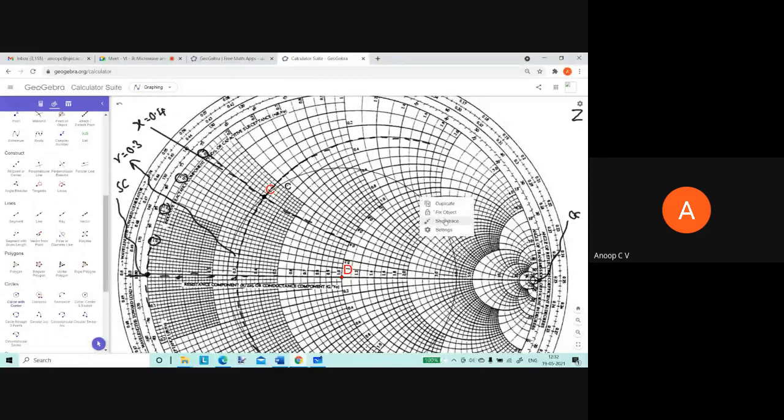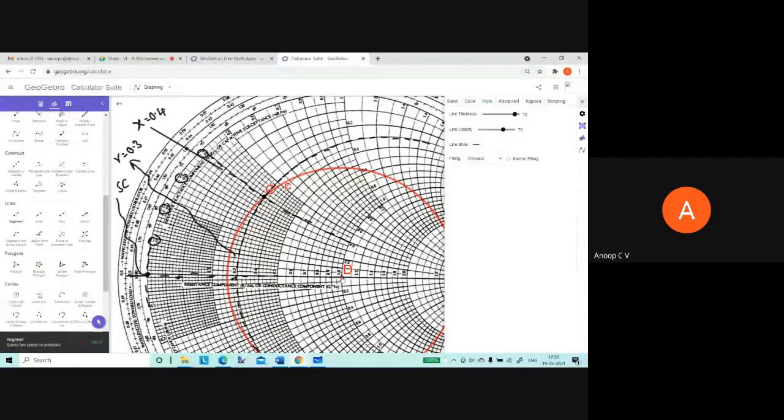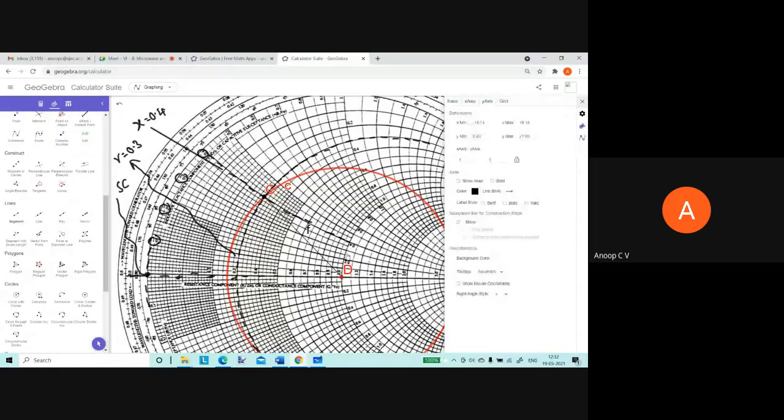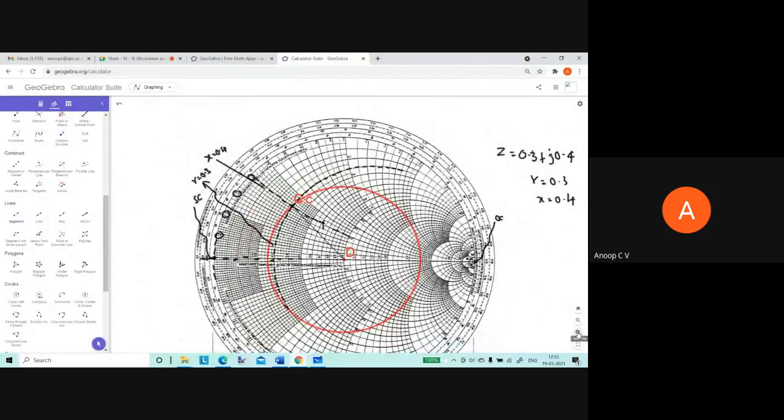So I have drawn a circle. I think it's not visible to you. I'll change its color to red, and I'll increase the line thickness. Now I have drawn a circle. If you see, the center is D and the radius is DC. That is the circle I have drawn. Did you understand what I have done? So this is called the constant SWR circle. This circle is called the constant standing wave ratio circle.